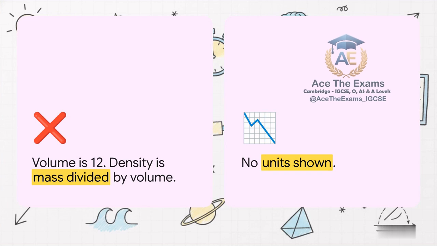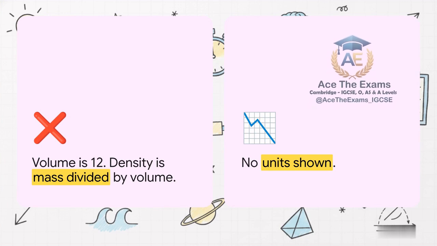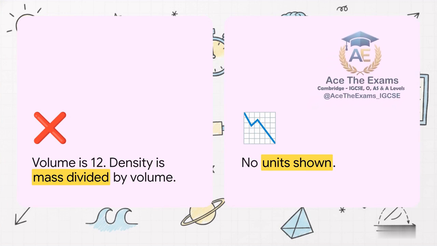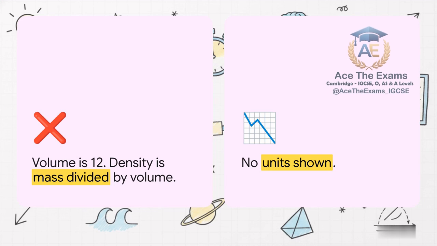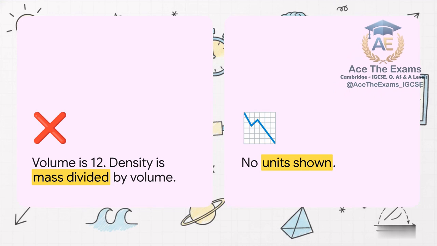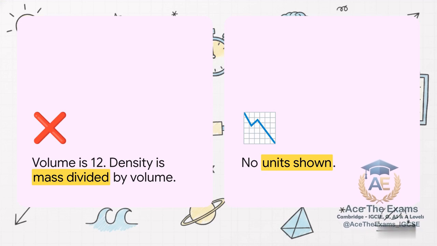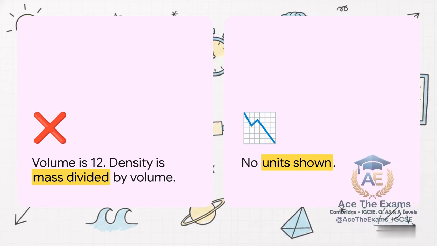To show you what I mean, check out this painfully common, completely flawed student answer. Imagine a question asks you to calculate the density of a rectangular block from some raw measurements. A student writes, "Volume is 12, density is mass divided by volume." Now in their head, they're thinking, awesome, I showed the formula, I found the volume, full marks. But an examiner looks at this and sees a total lack of scientific discipline. It's going to hemorrhage marks.